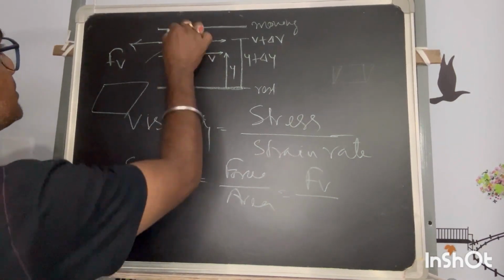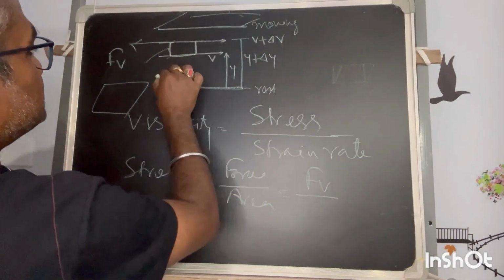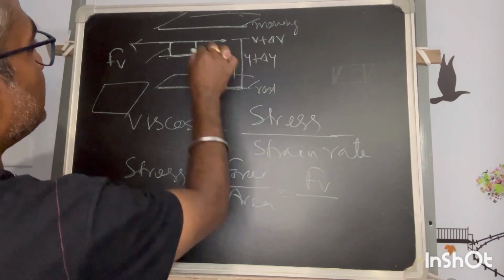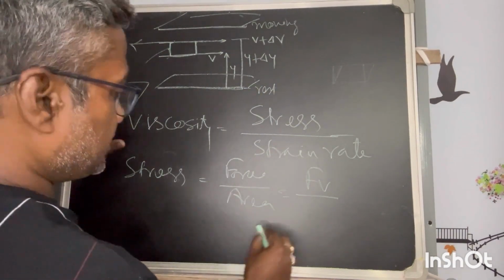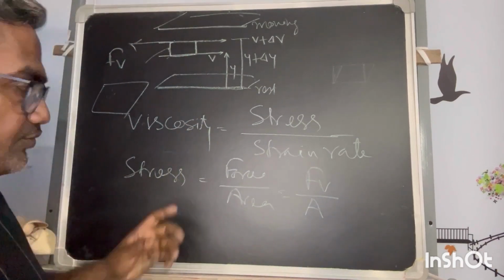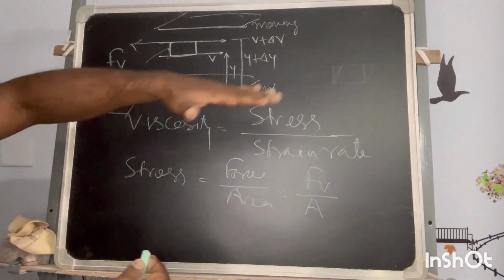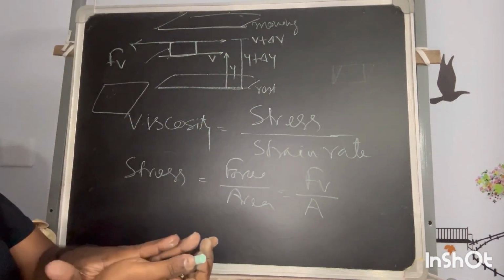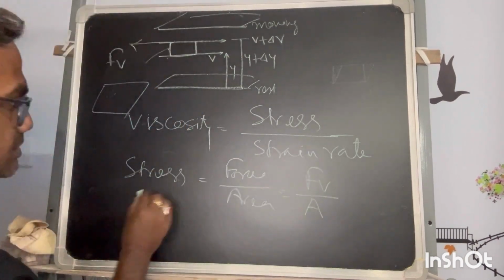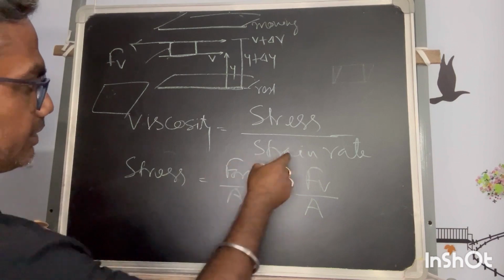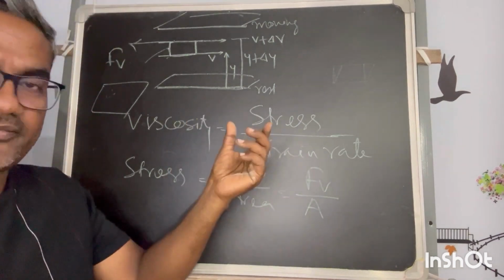If this is the cross section of this solid part, the liquid in between will get the same force over this area. So this is the area; the force is applied on the whole area of the surface in contact with the solid surface. The force by area is your stress, and strain we already have, it is delta phi.